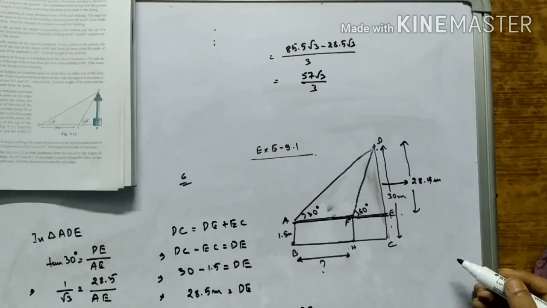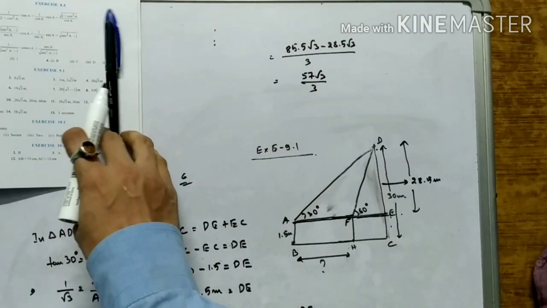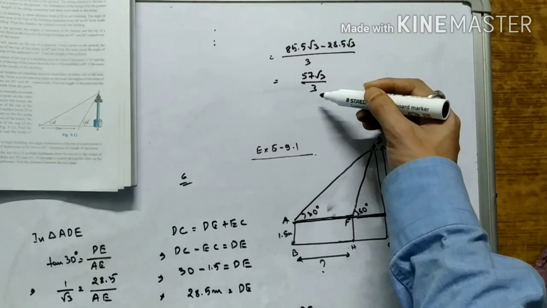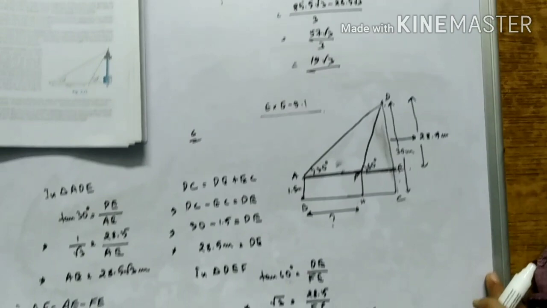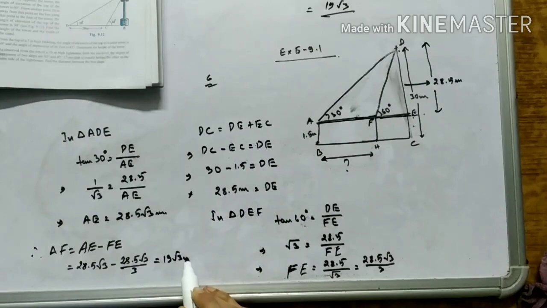Let's check the back answer. Back answer number 19. So here if I divide 57 by 3, I will get 19. So this is equal to 19 root 3. This value is 19 root 3 meter.